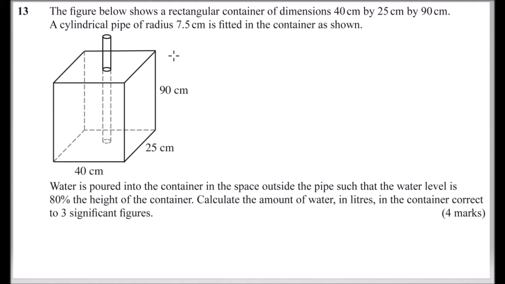So it means that for us to be able to get the volume of water, 80%, we have to subtract the volume of the pipe because it is not being occupied by water. And for us to do that, first of all, we need to get the volume of the container, minus the volume of the pipe.